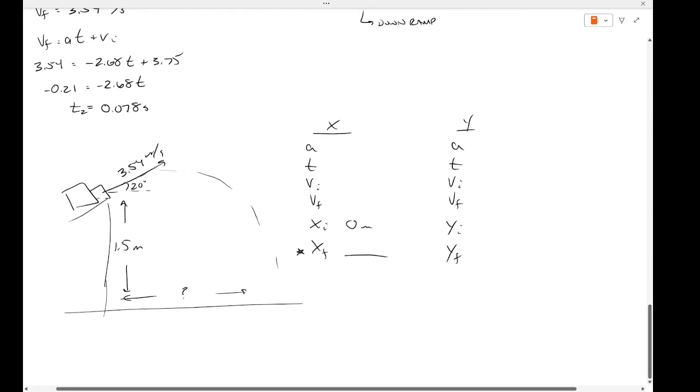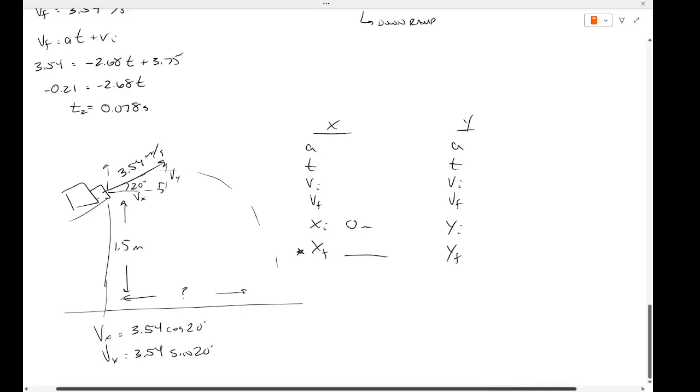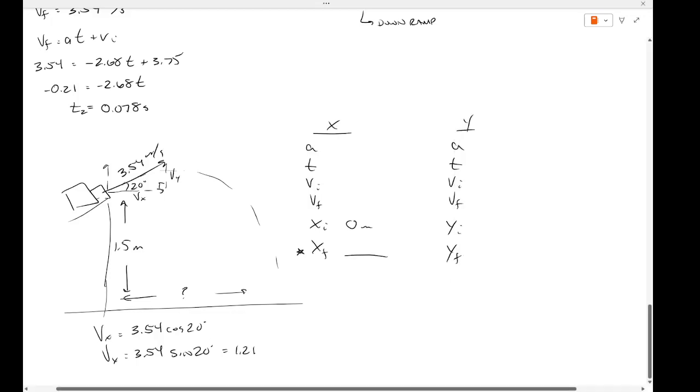We need to figure out what that is. Well, let's do our trig. Remember, with that angle, that's our velocity in the X. Our Y is up. We see our right triangle. The velocity in the X is going to be the hypotenuse, 3.54 cosine of 20 degrees. And the velocity in the Y is going to be 3.54 sine of 20 degrees. I'll pull out my calculator and get those values to put into our table. 3.54 sine of 20 is 1.21 meters per second. That's going to be positive 1.21. That's my velocity in the Y.